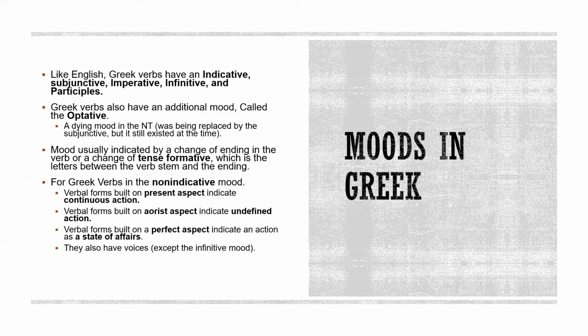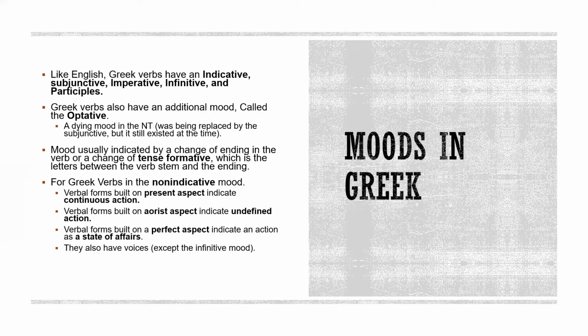Also, non-indicative moods in Greek are expressed mostly in the present and aorist tense, sometimes in the perfect aspect and rarely in the future. Usually, present aspects in non-indicative verbs indicate a continuous action. The aorist aspect indicates an undefined action, and the perfect aspect indicates an action as a state of affairs.